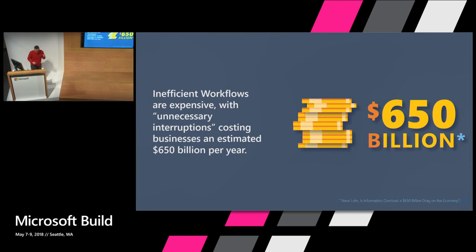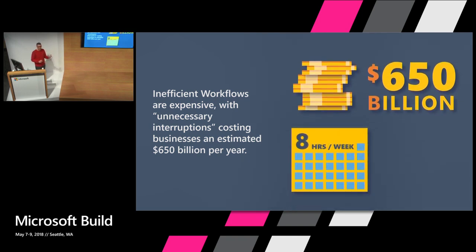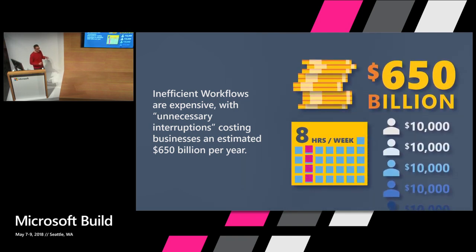Because unnecessary interruptions are costing an estimated $650 billion, with a B, billion dollars a year. And that breaks down to about 20% of a worker's week being blocked by these speed bumps, keeping them from achieving that flow state, and costing about $10,000 per information worker per year.